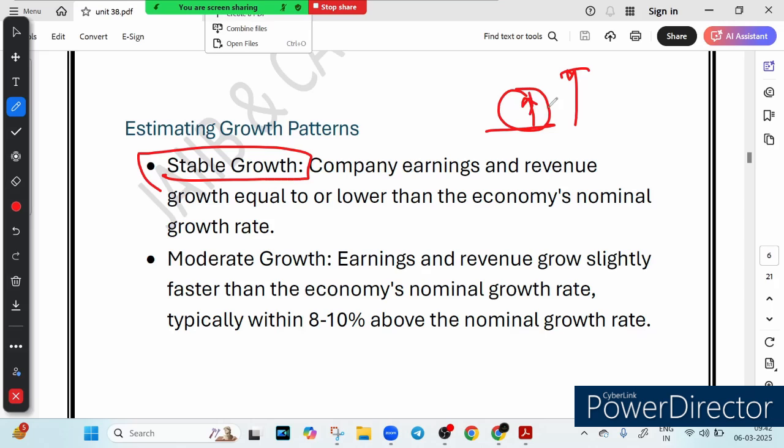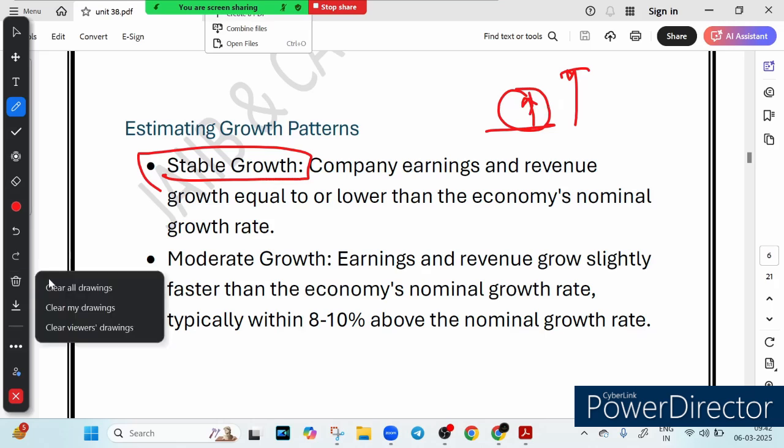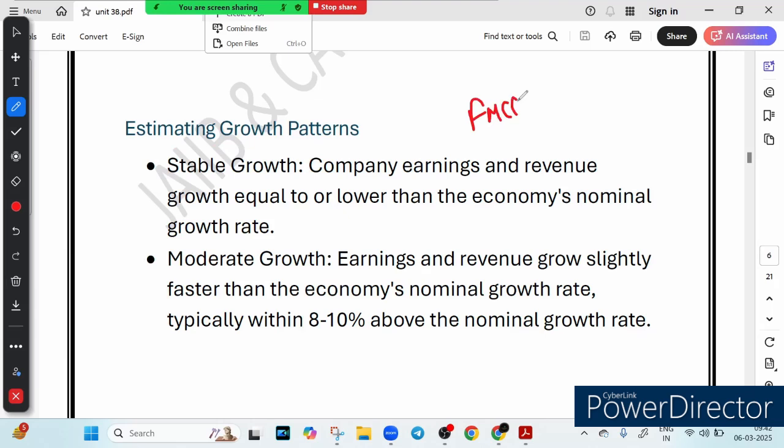Think of a well-established company like a utility provider, or a large FMCG brand, that doesn't expand rapidly but is reliable. So this is called stable growth. Yes, they don't expand rapidly, but they have a stable growth rate, right? Some utility providers you can think of, or FMCG brands. A stable growth means growing at a slow and steady pace. In a single phrase, we can say slow and steady pace.